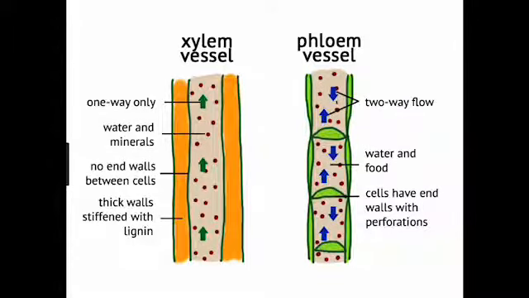In the xylem, because of the fact that its function is to draw water up against gravity, there are very, very thick cell walls that have been thickened with lignin. So you have secondary cell walls thickened with lignin, whereas in the phloem vessel, it tends to be only your primary cell walls.